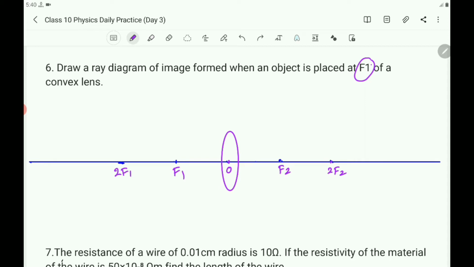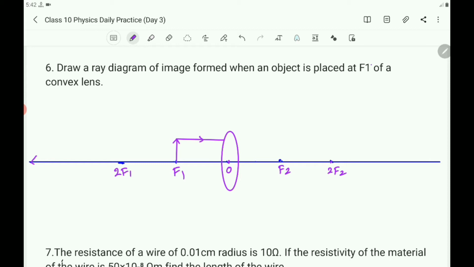Now here the object is at F1. Object is at F1, so take the object at F1. You know the method of drawing the rays here. One ray is parallel to the principal axis. Draw a line to represent the ray parallel to the principal axis. So let us take the ray parallel to the principal axis. This is the ray parallel to the principal axis.